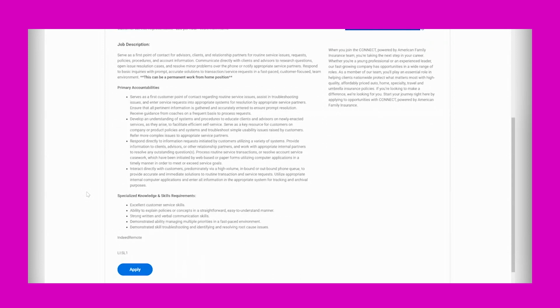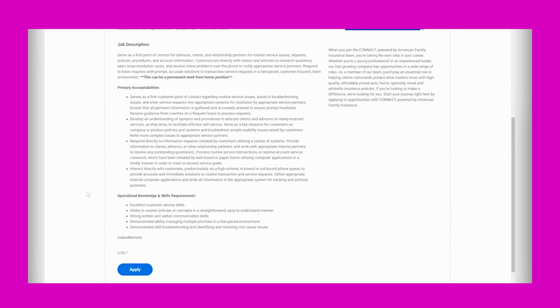So primary accountabilities, you're going to serve as a first customer point of contact regarding routine service issues, assist in troubleshooting issues, and enter service requests into appropriate systems for resolution by appropriate service partners. Ensure that all pertinent information is gathered and accurately entered to ensure prompt resolution. Receive guidance from coaches on a frequent basis. Process requests. Develop an understanding of systems and procedures to educate clients and advisors on newly enacted services as they arise to facilitate efficient self-service.